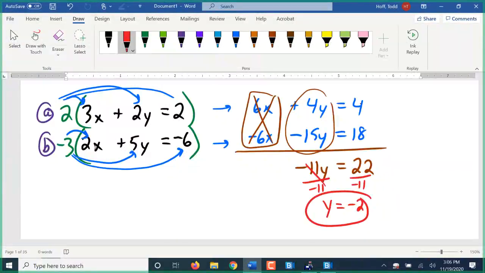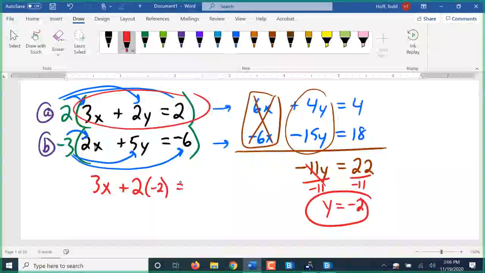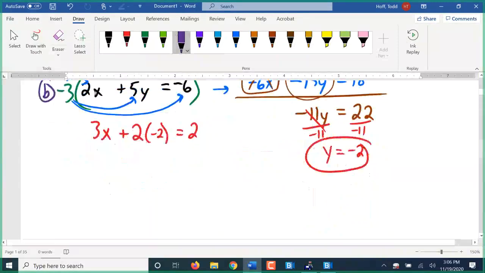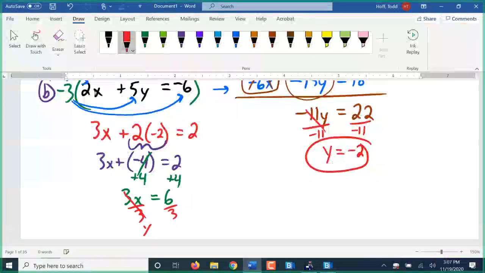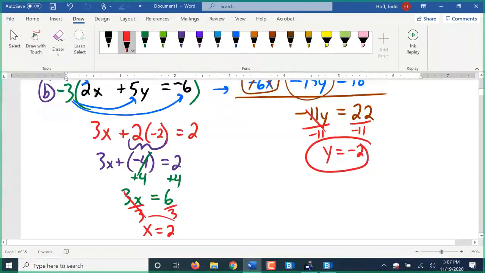Doesn't matter which equation I go back to. I'm going to go back to equation A just because. So 3x plus 2y, 2y becomes 2 times negative 2 equals 2. Combining what we can here, 2 times negative 2 is a negative 4. 3x plus negative 4 equals 2. To get rid of the negative 4, I'm going to add 4. I could have subtracted a negative 4, which would have been adding 4, same thing. So 3x equals 6. And I divide by 3, get x equals positive 2. So our solution here is when x is positive 2, y is negative 2.